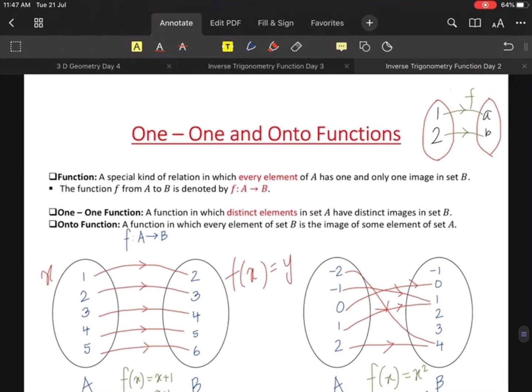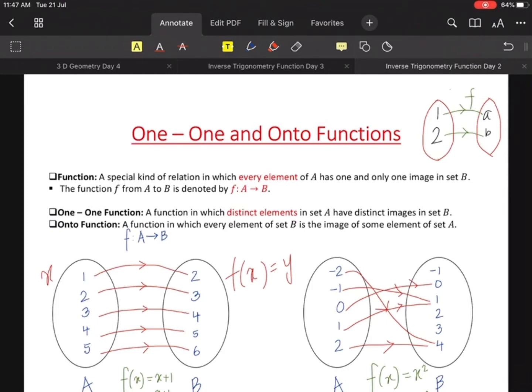A function is a special kind of relation in which every element of A has one and only one image in set B. You see in the right hand corner there is an arrow diagram. There is set A, and in set A the elements are 1 and 2, and in set B there are elements a and b. Now I am relating element 1 with element a of set B, element 2 of set A to element b of set B. So this is a relation. I am finding a relation between two elements.